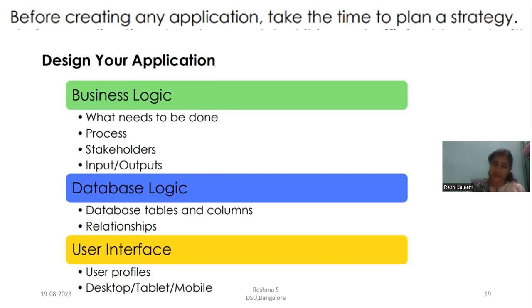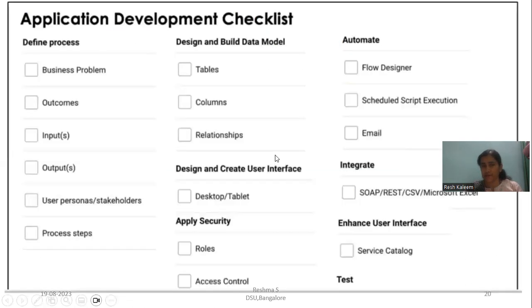And the application, whatever we are building, should be user-friendly. So we have to decide the user interface, whether it should work with the desktop or with the tablet or with the mobile. If we see a sample checklist, these are a few checklist features which are specified, but there are many more application features that can be included for an efficient application.